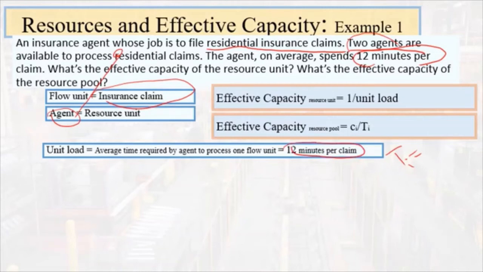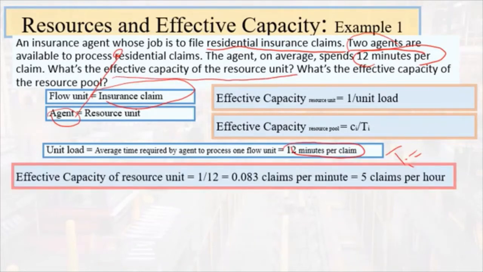And the question asks us for the effective capacity of a resource unit. So be careful here, they're asking us for a resource unit. It's not for the whole resource pool. So it's the effective capacity of each agent, which is going to be this equation right here. So 1 over 12, which is going to give us 5 claims per hour.